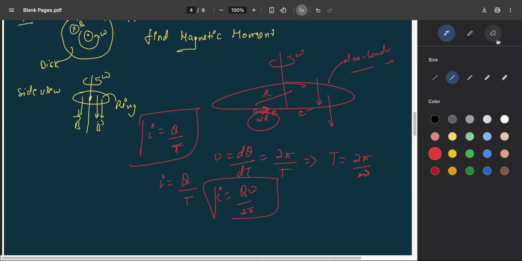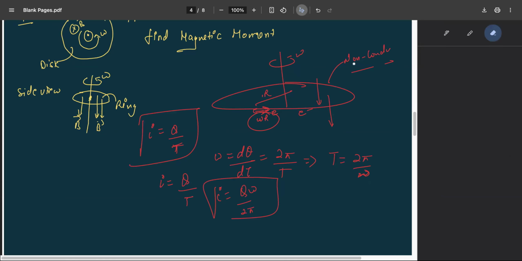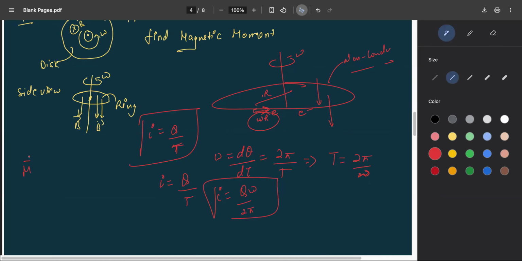Now, what was the main task to calculate? The main task was magnetic moment. What is magnetic moment? I into A. Clear now? Now, what is magnetic moment? Current Q omega by 2 pi into A, the area.